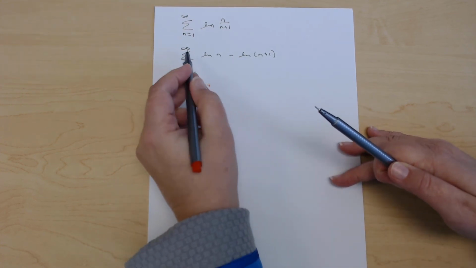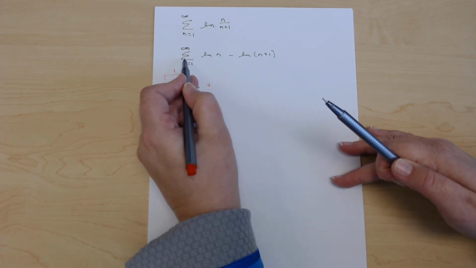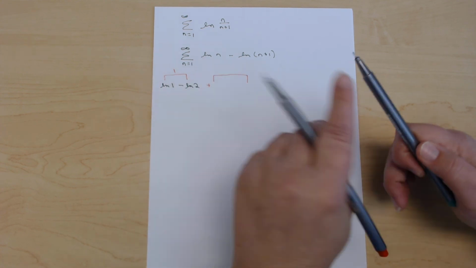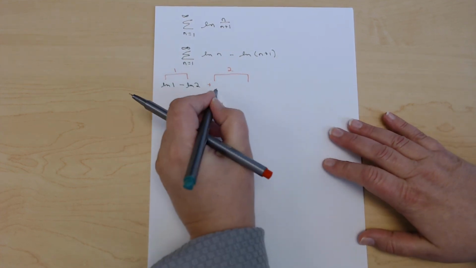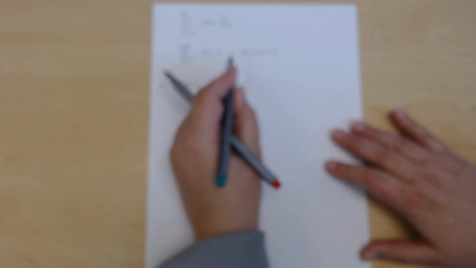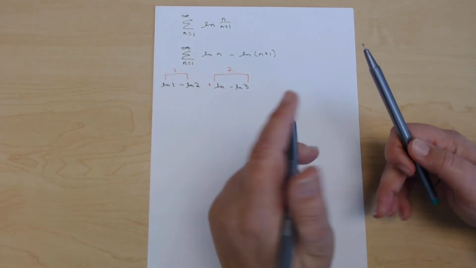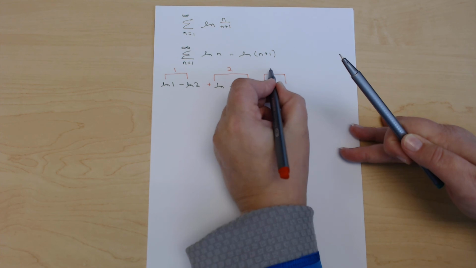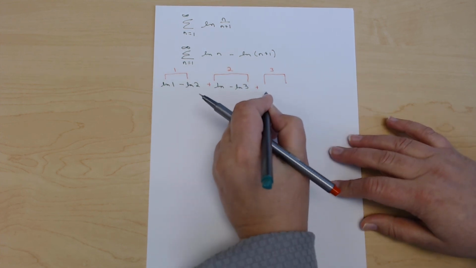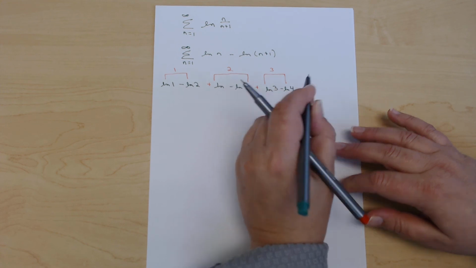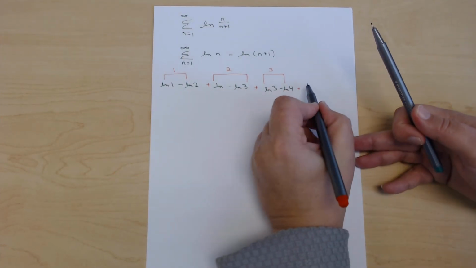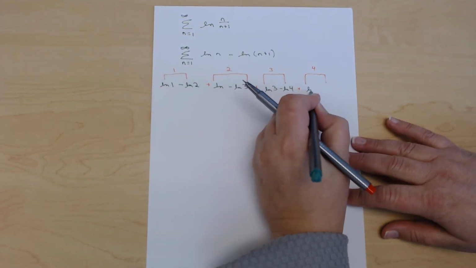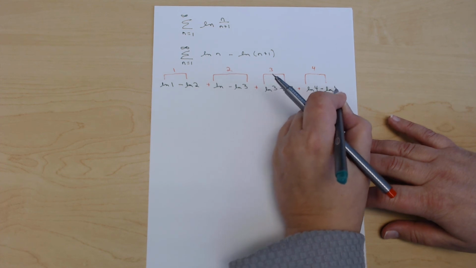Now, where's this plus coming from? Remember, we're doing sigma, which means the addition. So add, now I put in a 2. ln of 2 minus ln of 3. Plus, that's coming from the sigma. Let's do 3. So I do ln of 3 minus ln of 4. And then let's at least do 4. I think that might be enough. If I plug in 4, I get ln of 4 minus ln of 5.